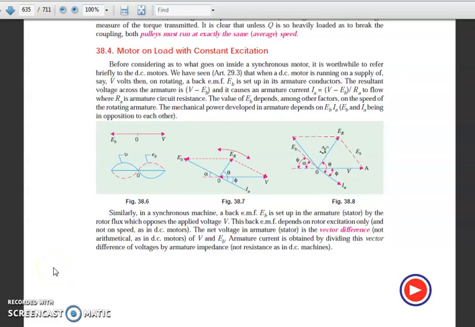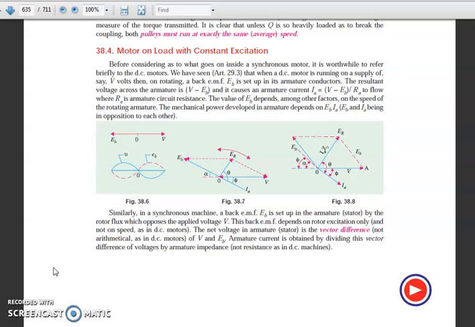Hello everyone. For this lecture we will see about the motor on load with the constant excitation. In the last lecture we have already seen the construction and working principle of the synchronous motor, and after that the different torques produced by the synchronous motor at the different stages.